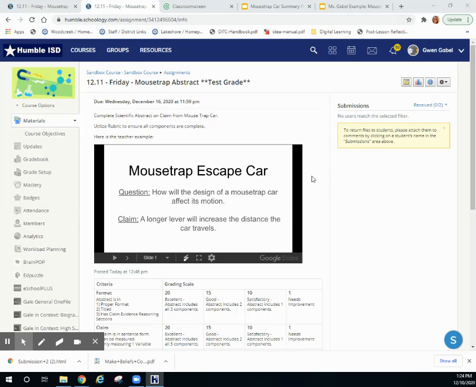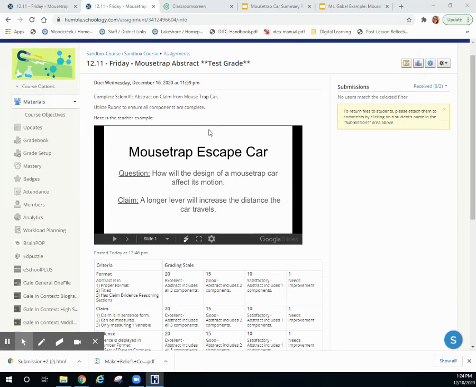This video is to explain what the summative portion of your Mousetrap car will be. This is where the summative grade is going to come from. So you're basically going to create a scientific abstract presentation, okay? What you see on this main assignment page is some directions. It says complete scientific abstract on claim from Mousetrap car. Utilize the rubric to ensure all components are complete.